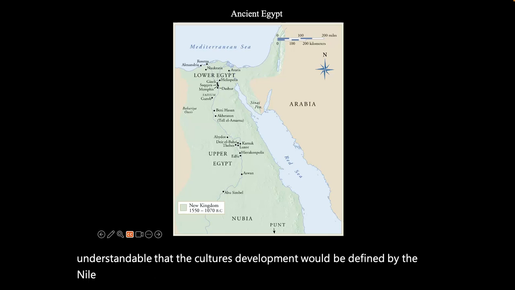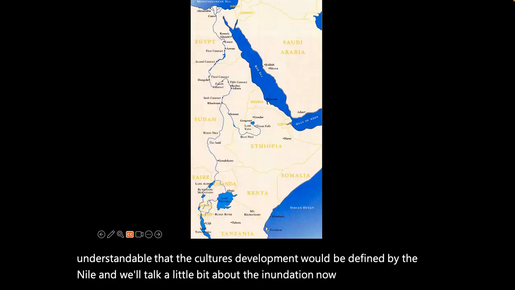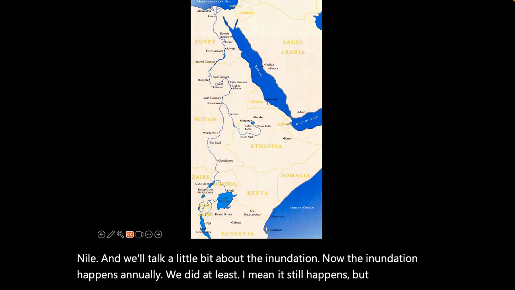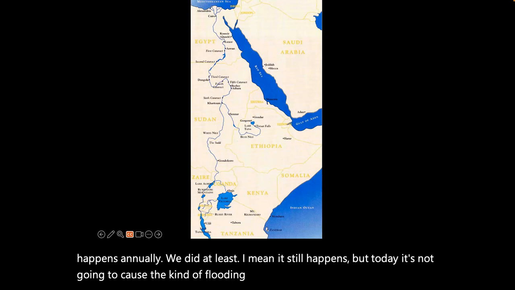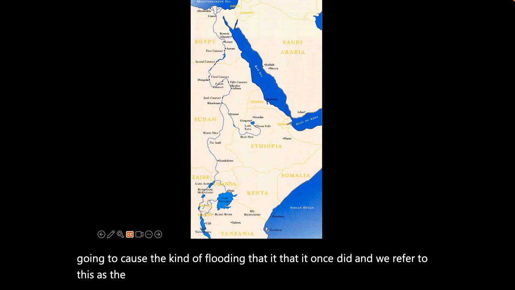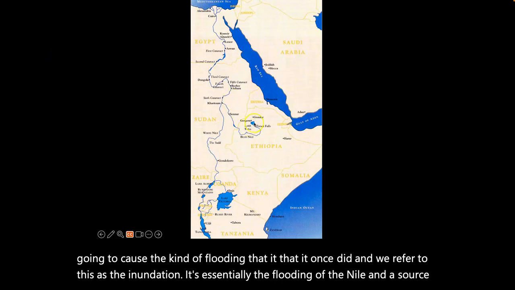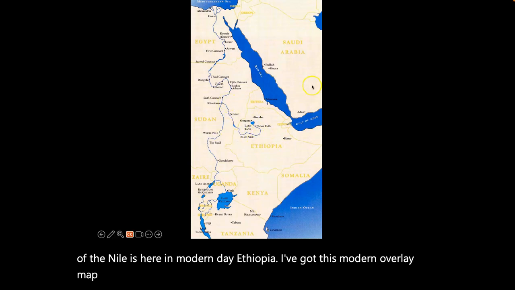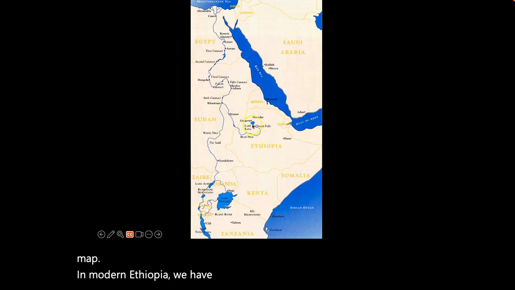And we'll talk a little bit about the inundation now. The inundation happens annually. It did, at least. I mean, it still happens, but today it's not going to cause the kind of flooding that it once did. And we refer to this as the inundation. It's essentially the flooding of the Nile. And a source of the Nile is here in modern-day Ethiopia. I've got this modern overlay map. In modern Ethiopia, we have Lake Tana. And Lake Tana is a source for the Nile.